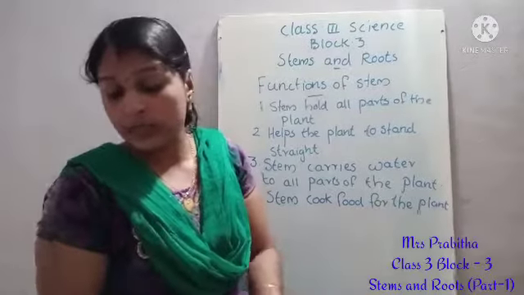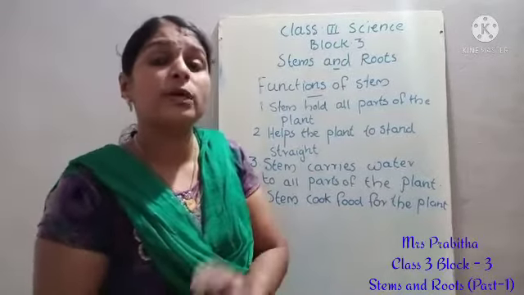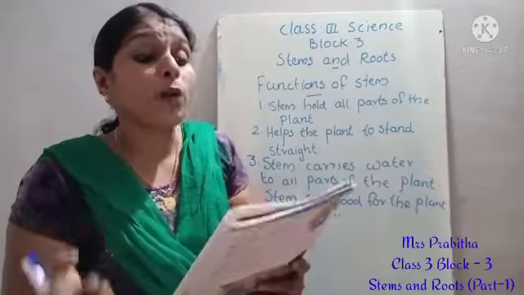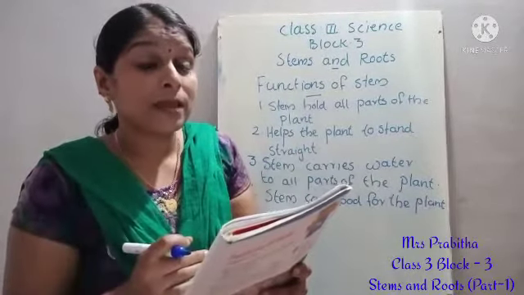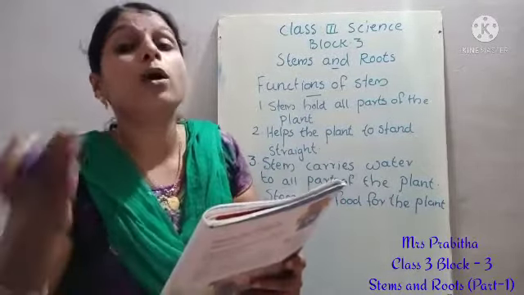Now we have to discuss two practice questions. Everybody take your textbook. Why do all plants have a stem? Yes, the stem holds all parts of the plant. The stem carries water and food to all parts of the plant, and the stem helps the plant to stand straight. This is the way you can write the answer.